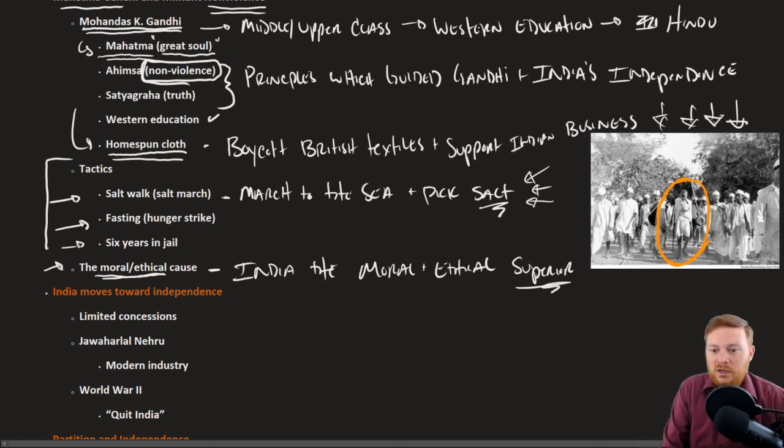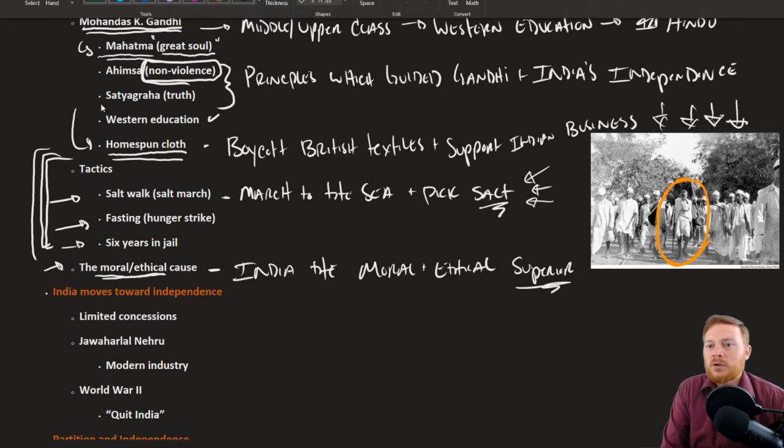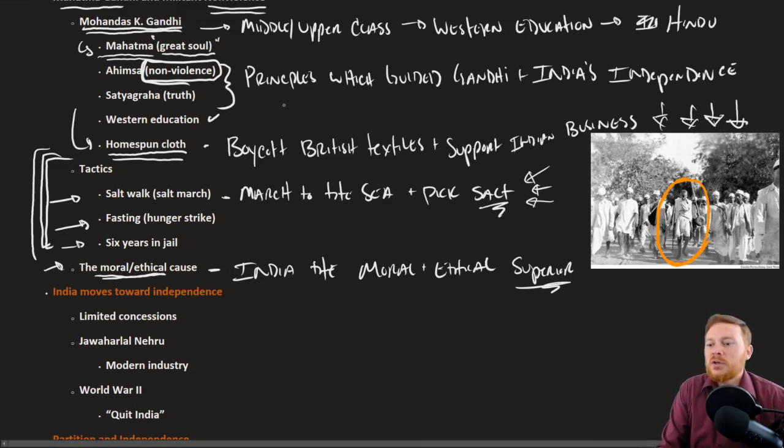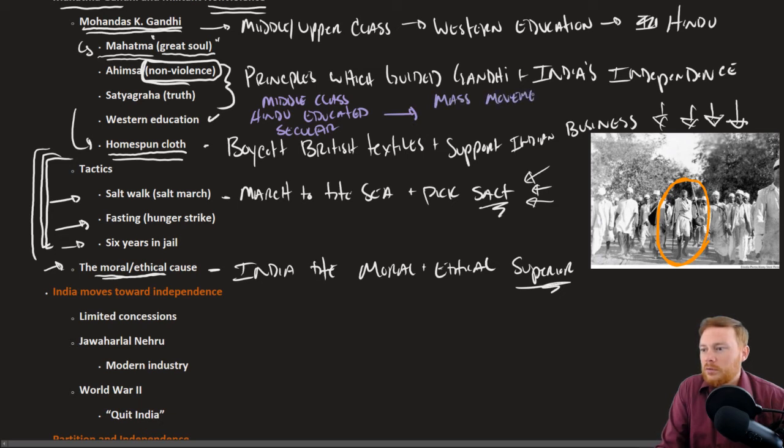And what this did, not only were these effective in the eyes of outsiders, but probably the most important part of Gandhi's contribution to the independence movement was that he turned this movement from a middle class, Hindu, educated, kind of secular movement into a mass movement that brought it to the poor, that brought it to the illiterate. He brought everyone in, brought it to all castes.